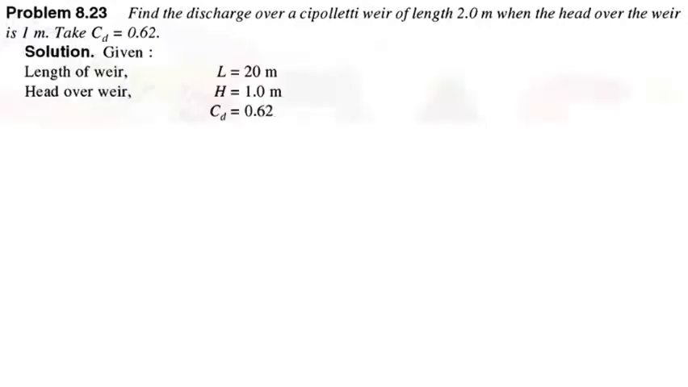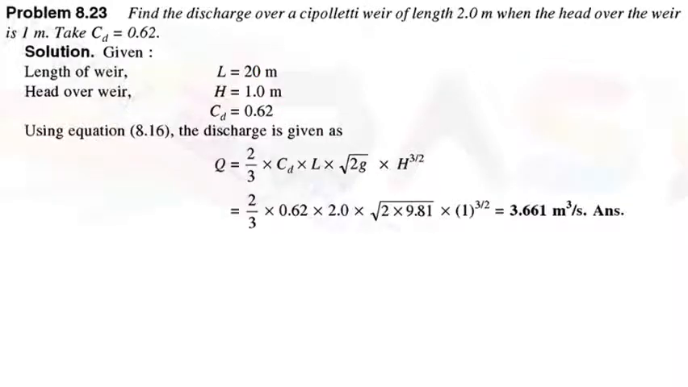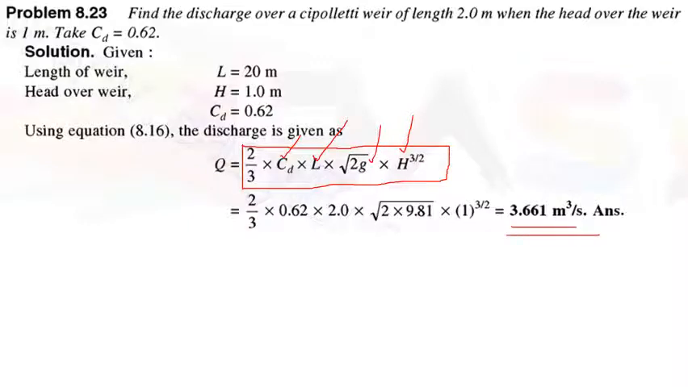Let's see a problem. Find the discharge over a Cipoletti weir of length 2 meters when the head over the weir is 1 meter. Take CD is equal to 0.62. Here length is given as 2 meters, head over the weir is 1 meter, and CD is 0.62. The equation of discharge is 2/3 into CD into L into square root of 2G into H raised to 3/2. Substituting all these, we find the discharge as 3.661 meter cube per second.